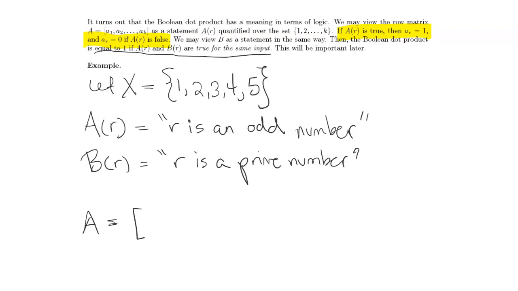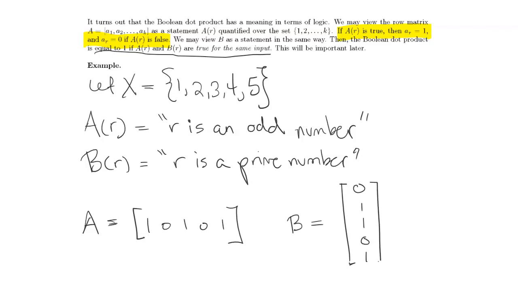The matrix A is going to have a 1 wherever little ai is an odd number, and it's going to have a 0 wherever little ai is an even number. So A is going to be the matrix 1, 0, 1, 0, 1. It's 1 for 1, 3, and 5, and it's 0 for 2 and 4. B, on the other hand, is going to be the 5 by 1 column matrix, where bi is equal to 1, so long as r is a prime number and 0 otherwise. So since 1 is not considered a prime number, we put a 0 here. 2 is a prime number, 3 is a prime number, 4 is not, 5 is a prime.